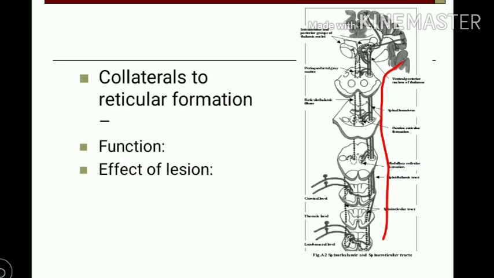Effect of lesion: if there is a unilateral lesion of this tract, there is loss of sensation like crude touch, tickling, itching from the opposite side. You can see if there is a lesion in the tract here, the sensations of crude touch, tickling, itching on this side are lost.